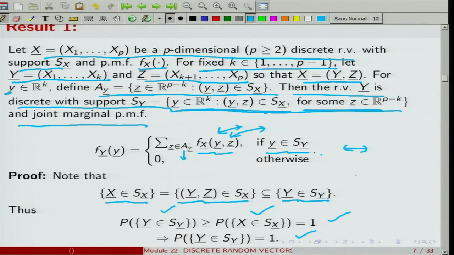Why? Because Sx is countable. Sx is countable implies that Sy is countable, because Sy is all those y such that yz is in Sx. So, the points in Sx only determine the points in Sy. So, that is the reason why Sy is countable.